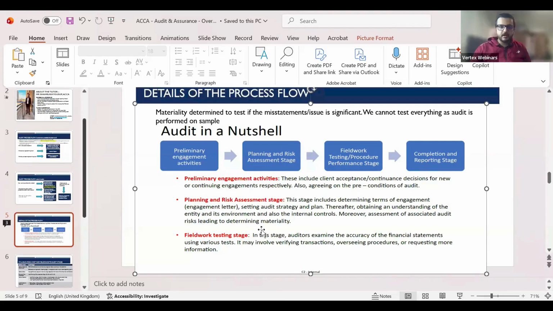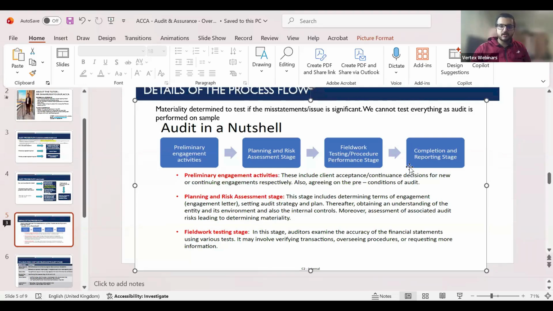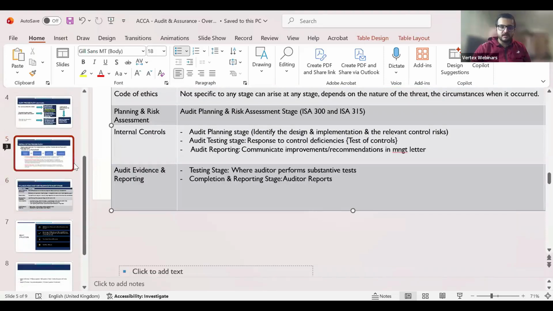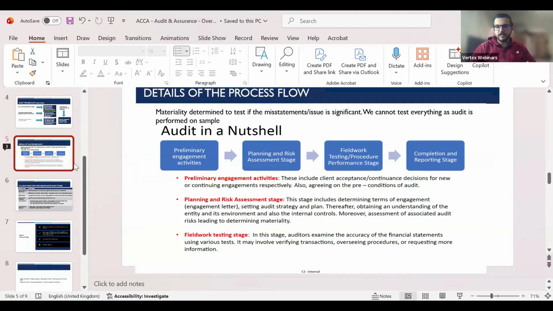Now, lastly, you have your completion and reporting stage, which is your final stage, whereby you can say we are about to finalize everything. We are compiling everything, consolidating our results and the evidence that we have gathered during this time, and we are about to determine and express our opinion based on the evidence that we have obtained.